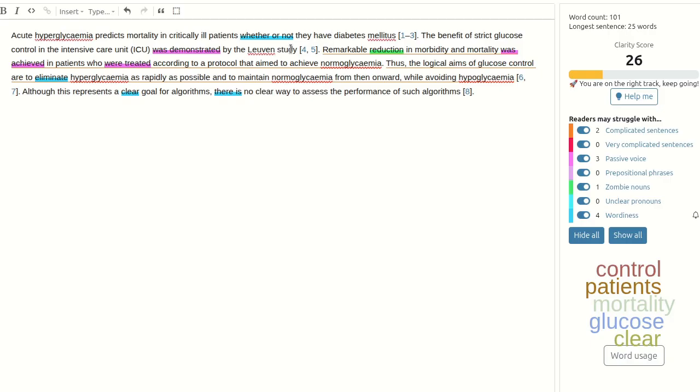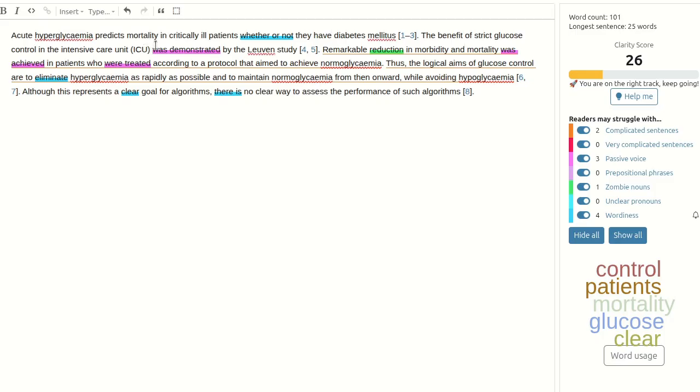What you can do here is look at how we connect the information in this sentence to what you've already given me. What could be familiar information? This is hard because between the first sentence and the second, we have this gap, this jump. You told me something about acute hyperglycemia, that it predicts mortality, whether or not they have diabetes mellitus, but then suddenly we're shifting to the benefit of strict glucose control was demonstrated. Well, the first thing that I would do is take this information that's new and think, how can this go at the end of the sentence?